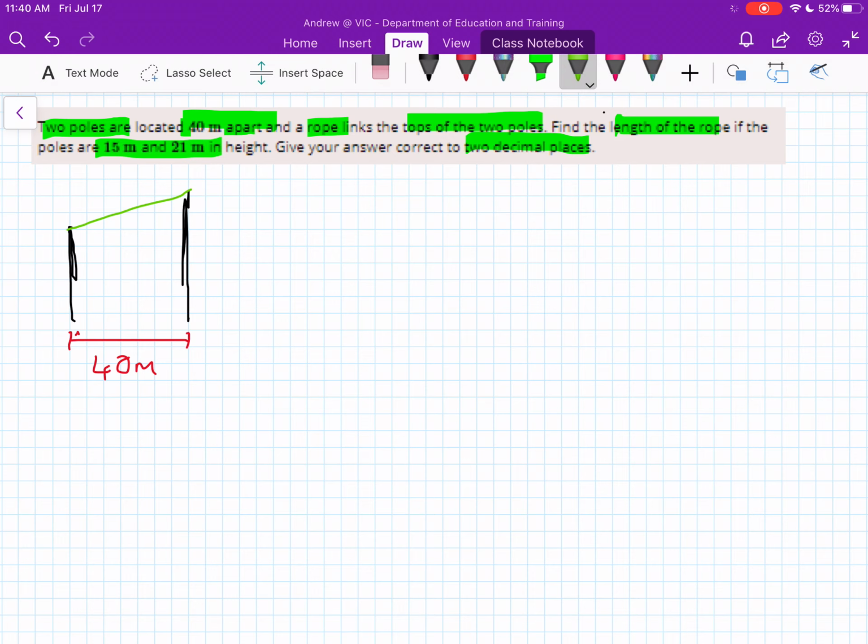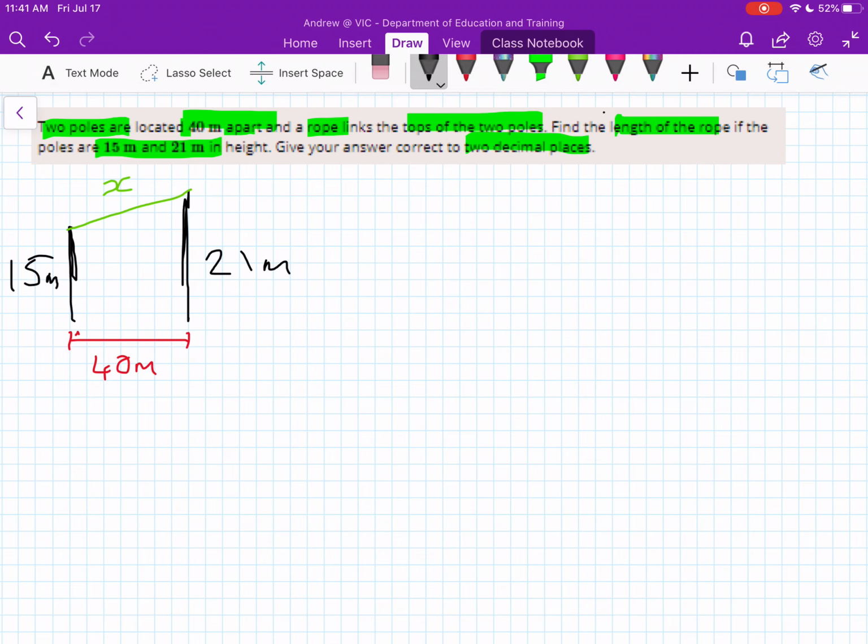A rope links the top of the two poles, so I'll draw that. There's our rope in green. Find the length of the rope, so that's what we're trying to figure out. I'm just going to label that X, and the poles are 15 and 21 meters in height. The shorter one's going to be 15. Give your answer correct to two decimal places.